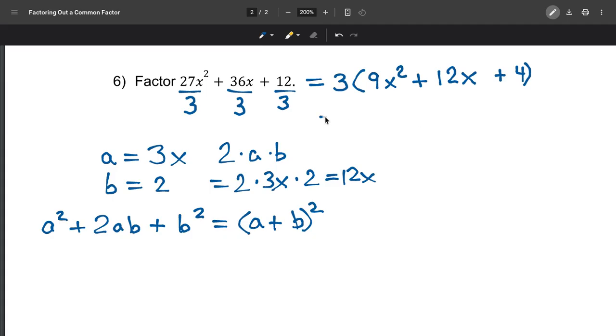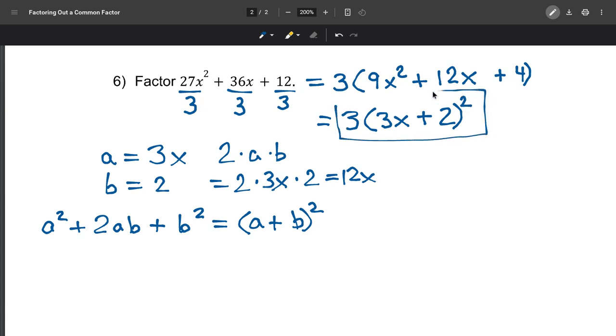And therefore, we can factor it into 3 times 3x plus 2, squared. All right, and that's my solution for that one.